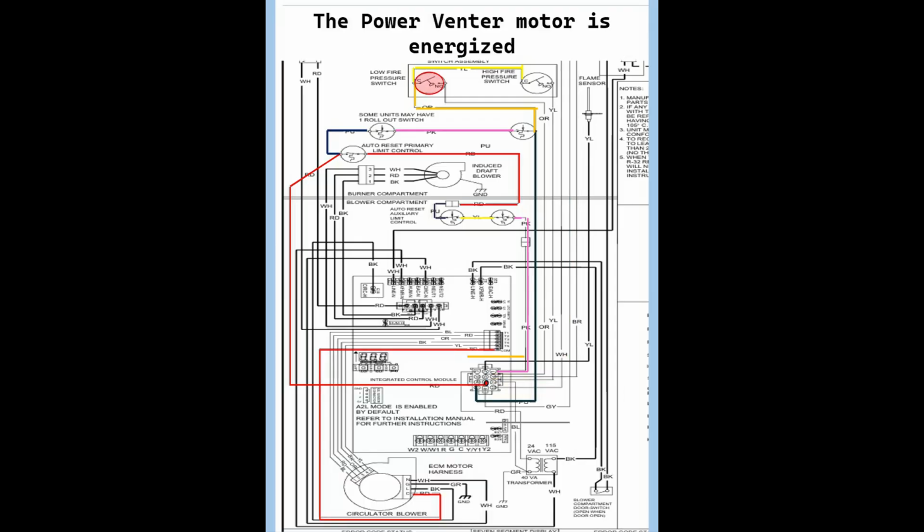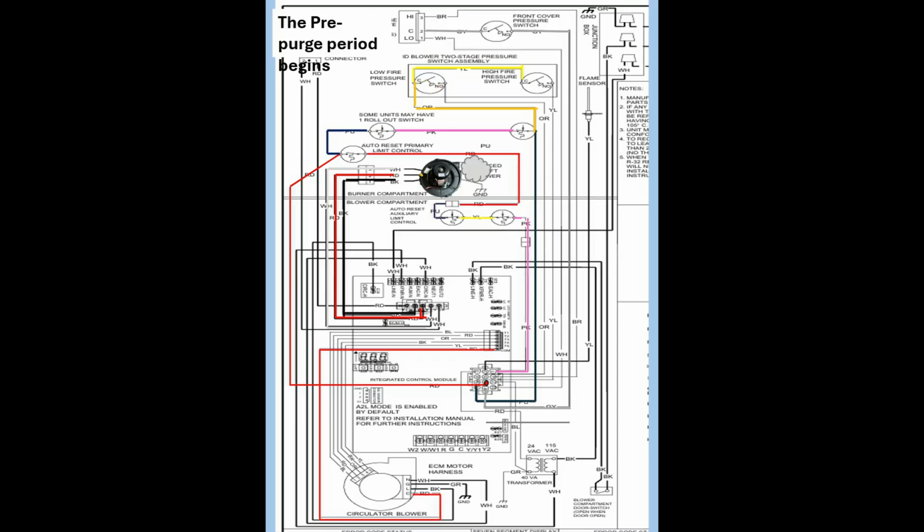The power venter motor is energized. We will assume the power venter came on and is running. We will go over testing it later in the video. So there's our power venter on. And the pre-purge period begins once the low fire pressure switch is detected closed. That's 24 volts on pin 5. The front cover pressure switch will close at this time also.